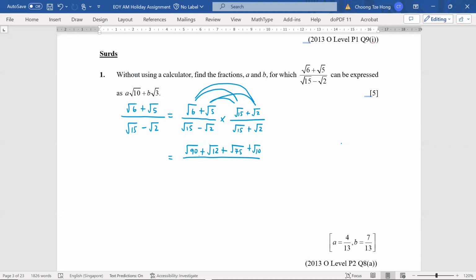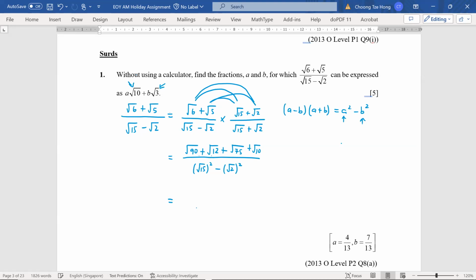Then for the bottom, we are going to make use of this special product: A minus B times A plus B equals A squared minus B squared. And this is precisely the purpose why we want to multiply by the conjugate. Because if we multiply by the conjugate, we'll end up squaring both A and B, and that would remove the surds and hence rationalize the denominator. So over here will be square root 15 squared minus square root 2 squared. Then for the top, you see in the final expression we want square root 10 and square root 3. So this means that we need to simplify the surds on top.